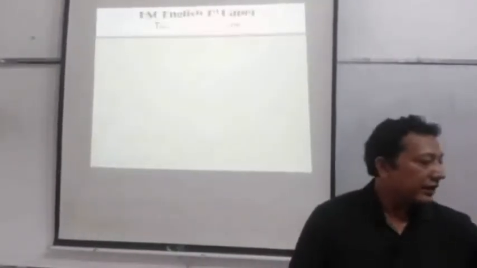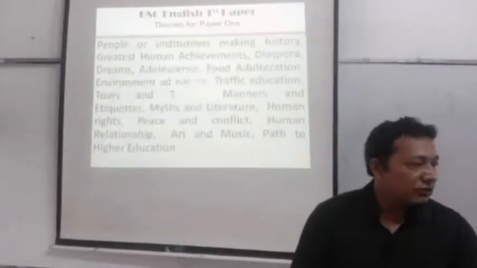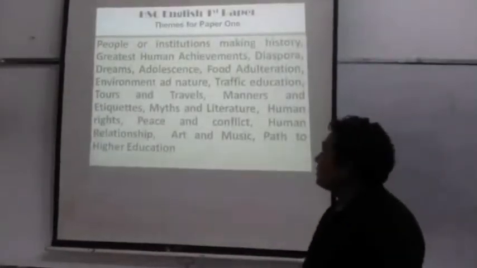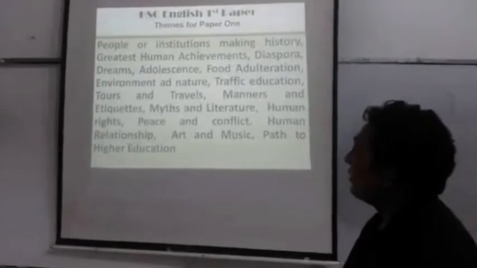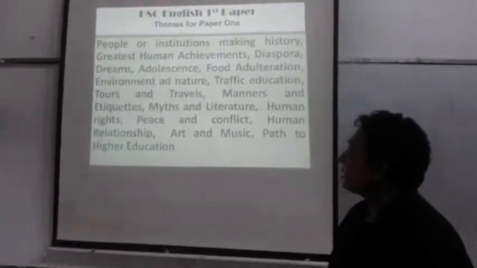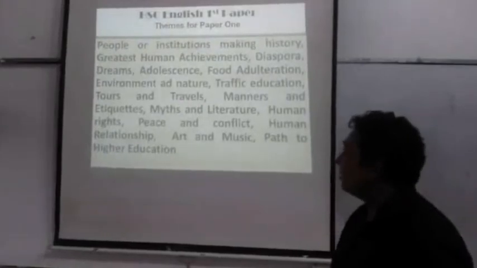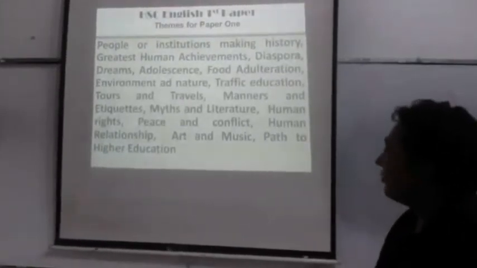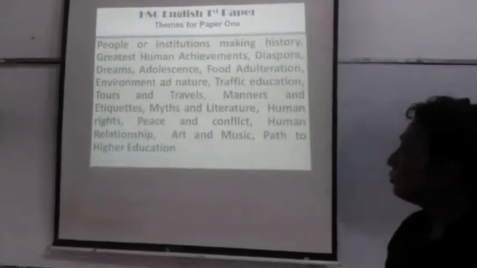And if we go through the themes of English first paper, you will get the unit titles like these: people or institutions making history, greatest human achievements, diaspora, dreams, adolescence, food adulteration, environment and nature, traffic education, tours and travels, manners and etiquettes, myths and literature, human rights, speech and conflict, human relationship, art and music, path to higher education.